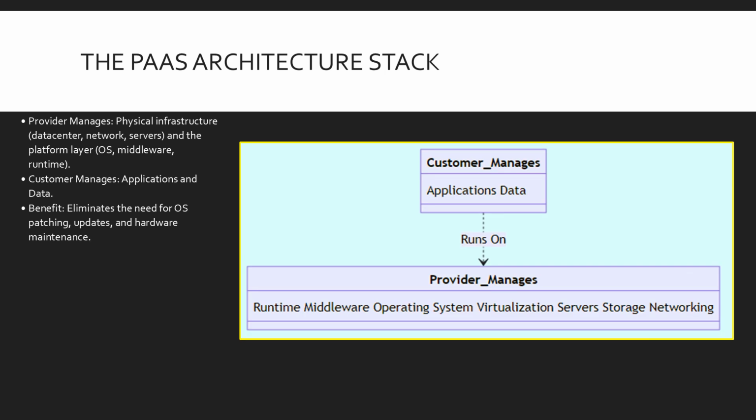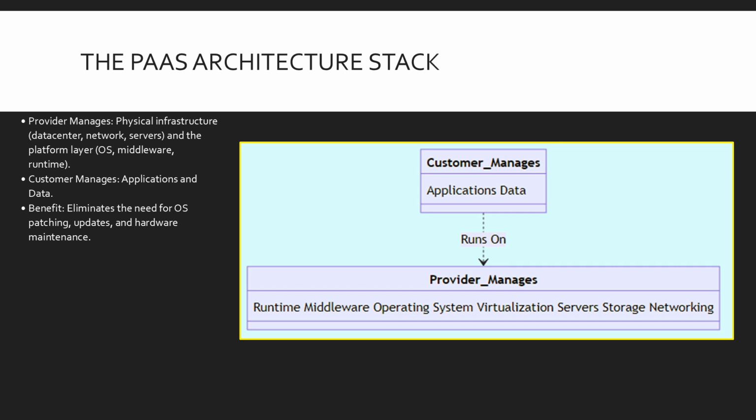In the PaaS architecture, the division of labor shifts significantly compared to on-premises or IaaS models. The provider takes responsibility for the back-end infrastructure, which includes the compute, storage, networking, and security layers. Crucially, they also manage the operating system, middleware, and runtime environments. Your responsibility as the customer is streamlined. You manage the applications you build and the data they consume. This model frees your IT staff from routine tasks like patching operating systems or maintaining physical servers, allowing them to focus on higher-level organizational needs.